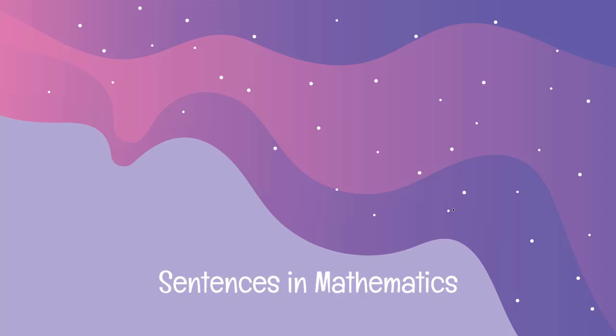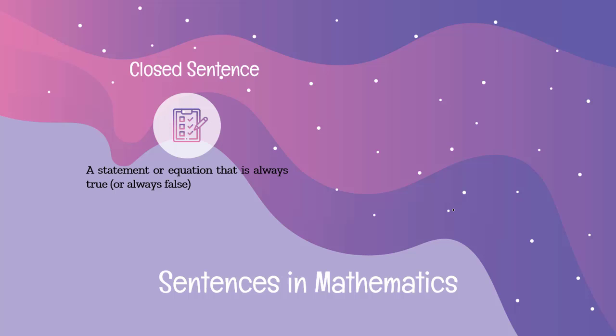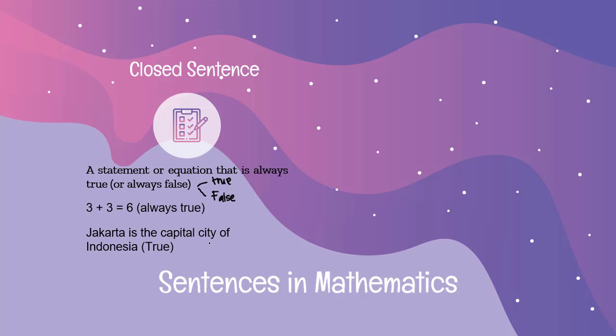There are two kinds of sentence in maths. The first is the closed sentence, or we can call it an objective sentence. That means a statement or equation that is always true or always false. So the value is always true or false. For example, 3 plus 3 is equal to 6, and all of the people agree with this statement. And the next, Jakarta is the capital city of Indonesia. It's also correct, or true.